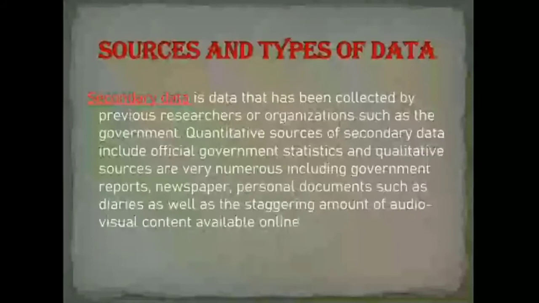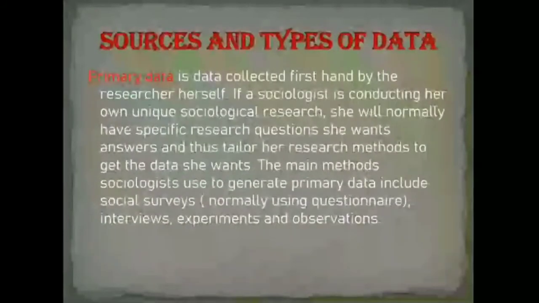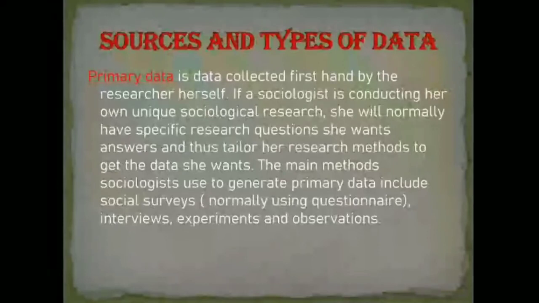Primary data. Primary data is data collected firsthand by the researcher herself. If a sociologist is conducting her own unique sociological research, she will normally have specific research questions she wants answered, and thus tailor her research methods to get the data she wants. The main methods sociologists use to generate primary data include social surveys, normally using questionnaires, interviews, experiments, and observations.